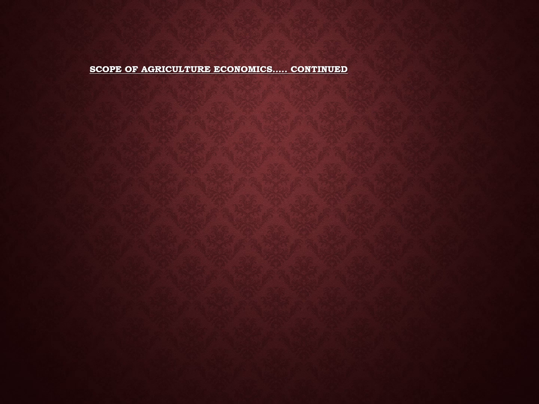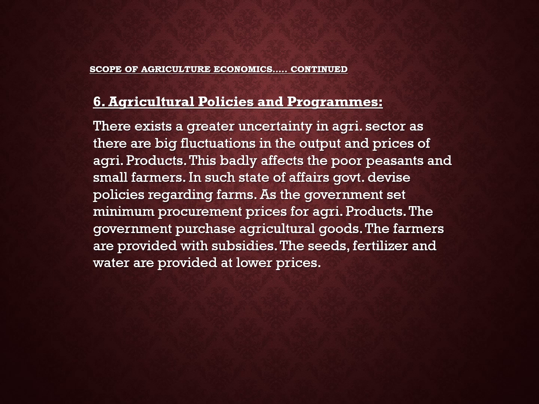Another scope is agricultural policies and programs. There exists a greater uncertainty in the agricultural sector as there are big fluctuations in the output and prices of agricultural products. This badly affects the poor peasants and small farmers. In such a state of affairs, the government will devise policies regarding farms. The government sets minimum procurement prices for agricultural products, and the government purchases agricultural goods. The farmers are provided with subsidies. The seeds, fertilizers, and water are also provided at lower prices.